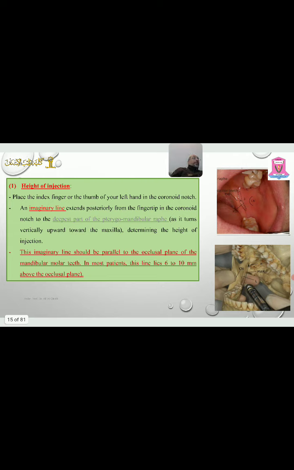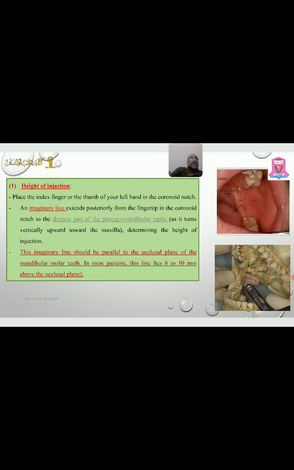The height of injection. Place the index finger or the thumb of your left hand in the coronoid notch. Of course, this is for the right-handed operator. An imaginary line extends posteriorly from your fingertip in the coronoid notch to the deepest part of the pterygomandibular raphe, as it runs vertically upward toward the maxilla, determining the height of injection.